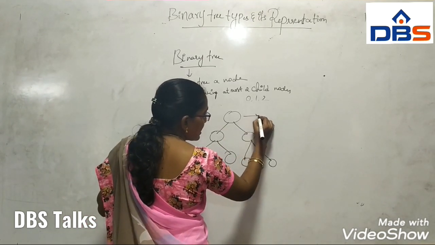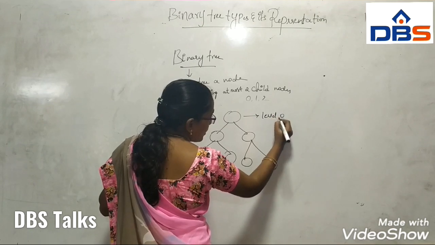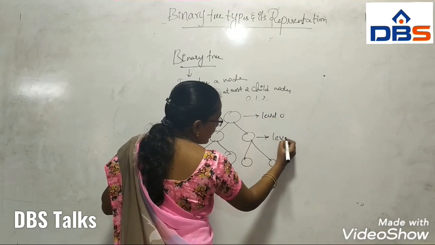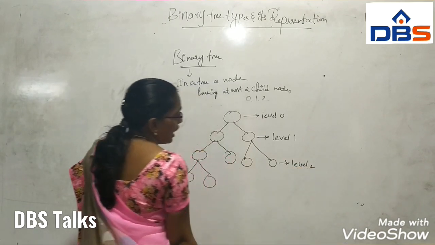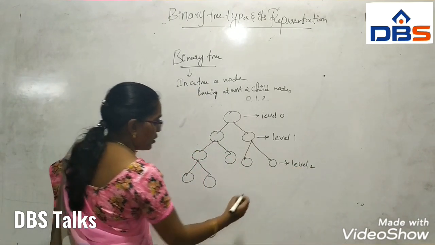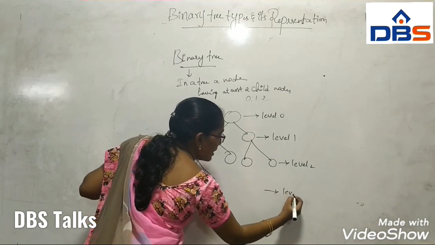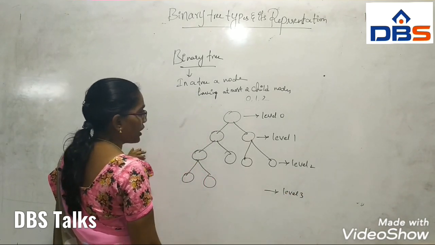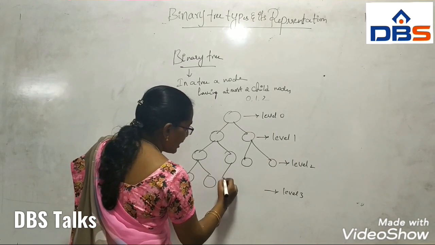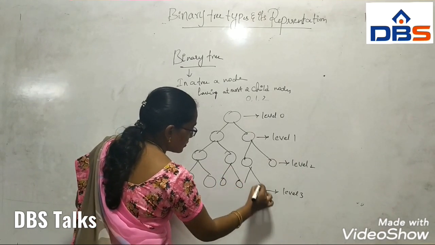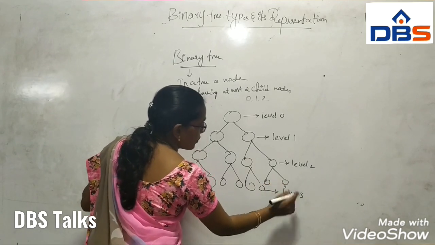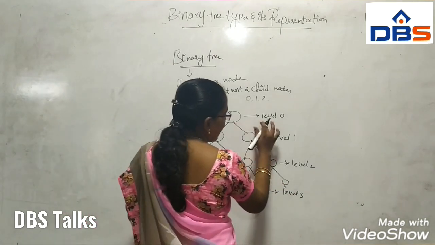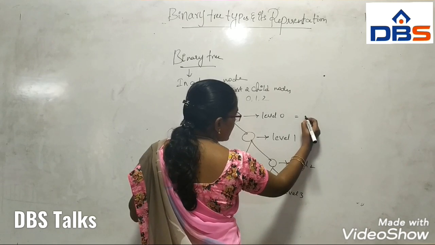This is level 0. This is level 1, and this one is level 2. This one is level 3. We can represent it like this also. At this particular level, the maximum number of nodes is here.